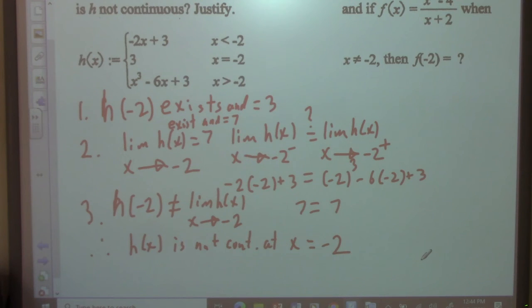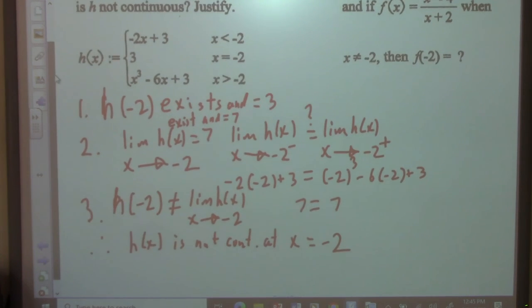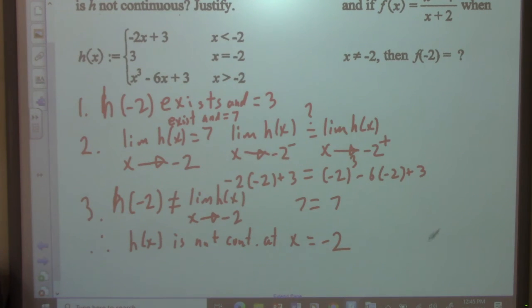Now, if you graph these two functions next to each other, what would you see at and around negative 2? What would that look like? Because we get down to graphically. So we graph these two functions. Here at x equals negative 2, what are we going to see?